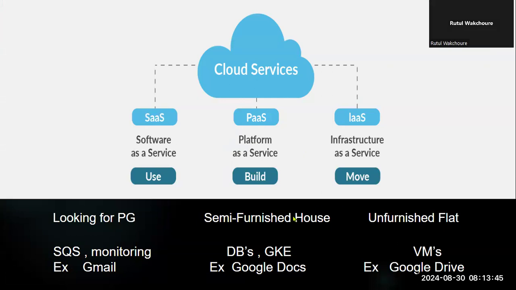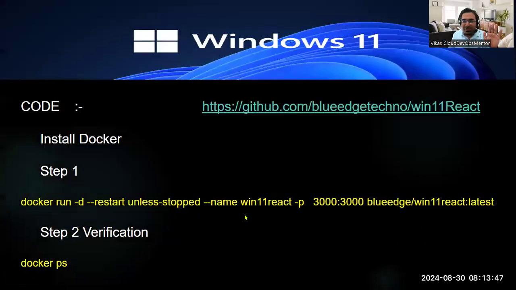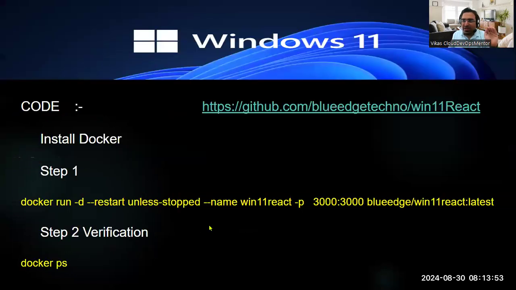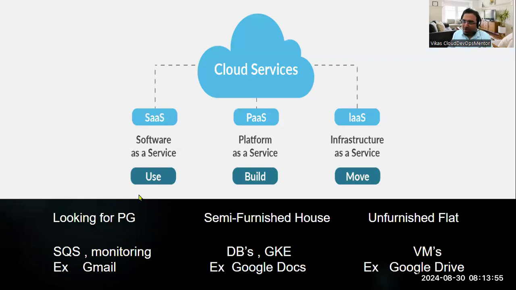Platform as a service is semi-furnished, meaning someone already provided something to me. Or ready to use, like a PG, go and stay there. Real-time example, virtual machine, which we have used already. Kubernetes, but I'm not installing the Kubernetes, someone is installing it for me. Or whatever databases are available in the cloud providers, all are platforms, meaning they are providing the platform. You can put your data and use it.